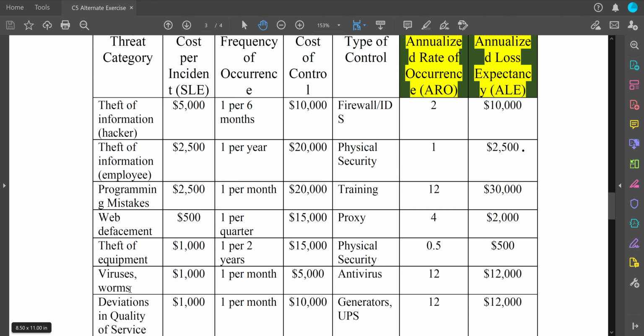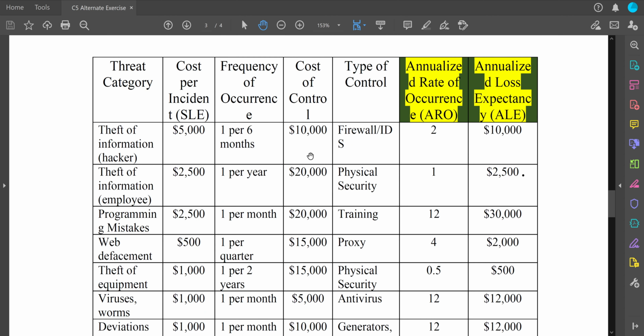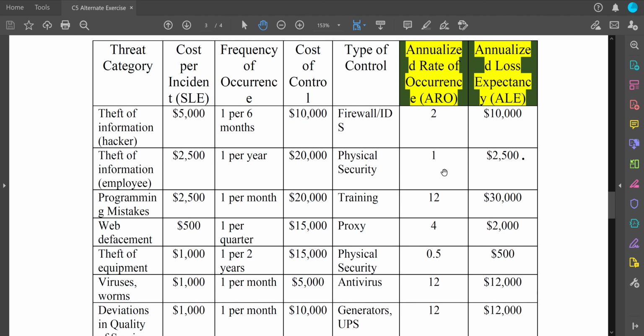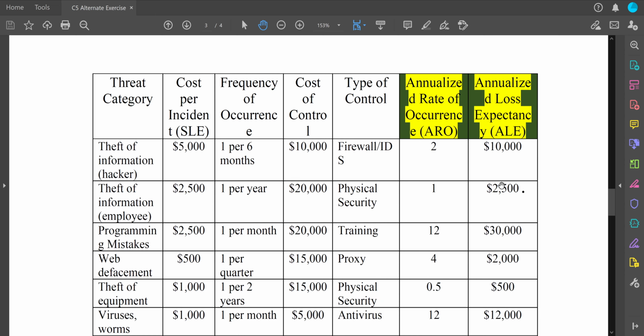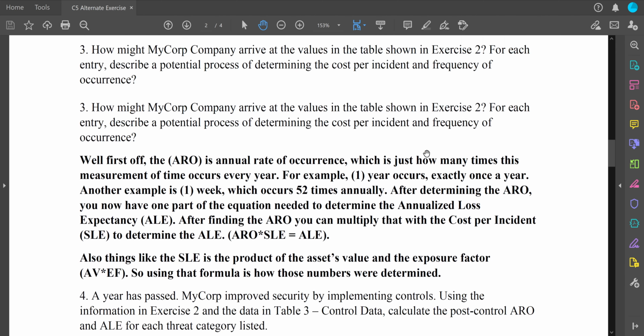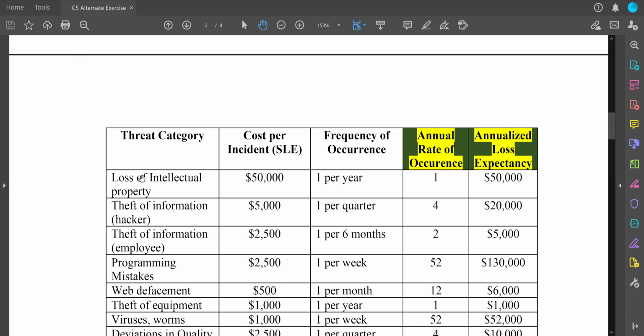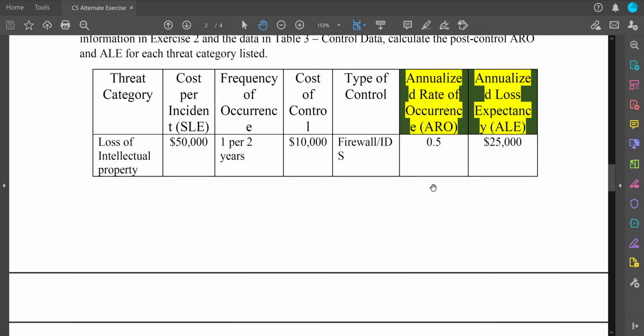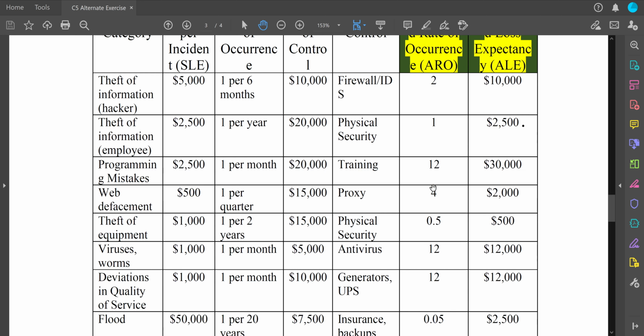And we'll do another one for this specific threat category, viruses and worms. Happens once per month. That means, how many months are there in a year? 12, right? Okay. Now, because these numbers have changed and almost halved for some of these threat categories, the ALE has also changed. So for this table, the ARO was 2. In the previous table before the assessment, for that specific threat category, the ARO was 1, right? So, yes, things have changed.